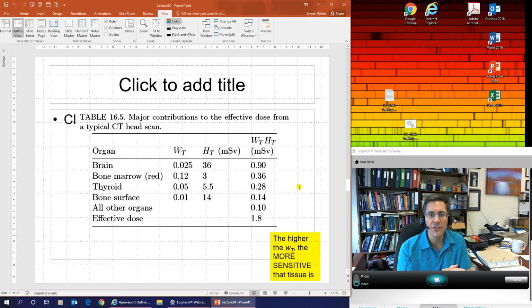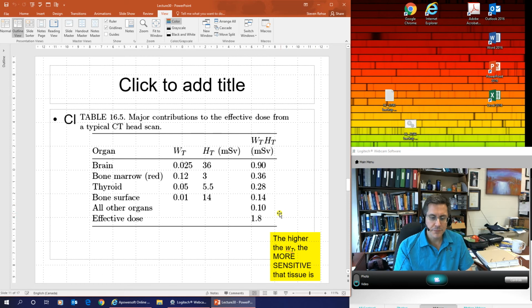And if you just think about it, that makes sense. So this number for the bone surface is very small. You got 14 millisieverts, but you multiply it by a small number. Yeah, it's as if your whole body got 0.14 millisieverts. That's not much at all. So when this number is big, you're multiplying whatever dose it got by a bigger number, which means effectively you got a much bigger dose. That's why a big number means dangerous, because it's effectively like your whole body got that dose.